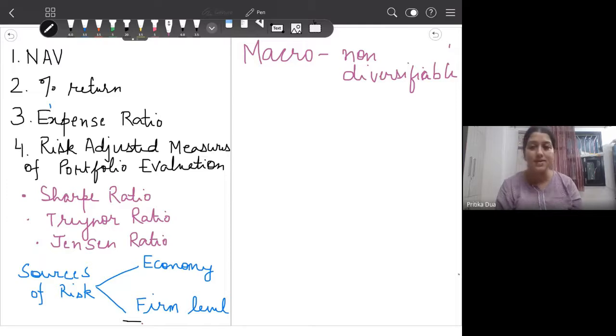So if there is a change in GST, then whether you invest in the automobile industry, IT, or pharma, it will have an impact on all the holdings you have in these industries. Such kind of risk is a non-diversifiable risk. Irrespective of the number of securities you hold in your portfolio, this risk cannot be eliminated, and it is known as the systematic risk.